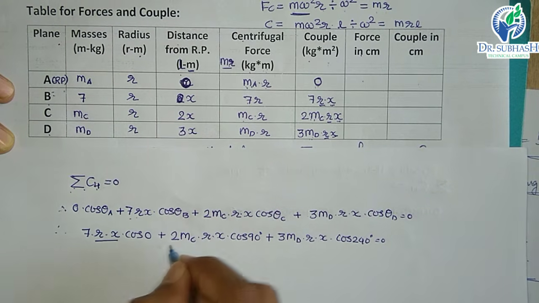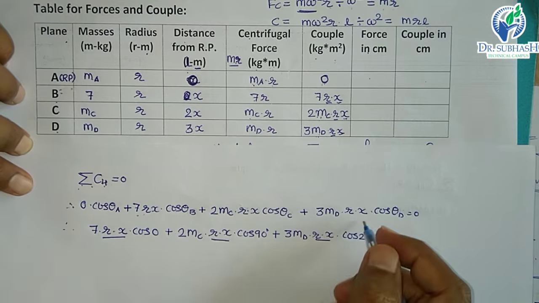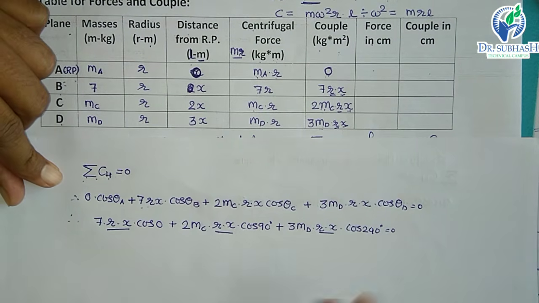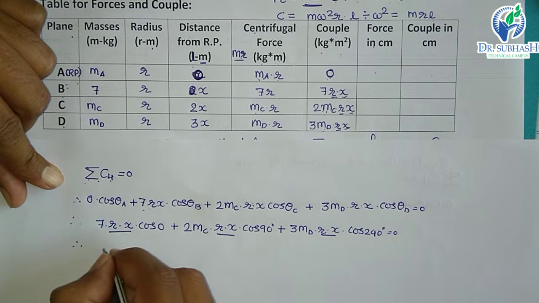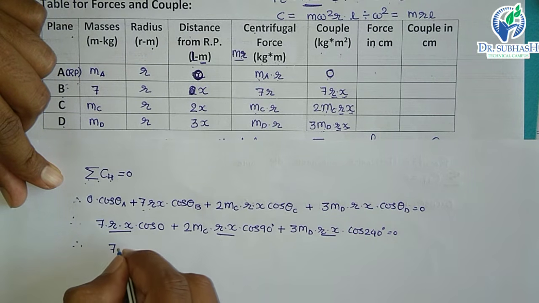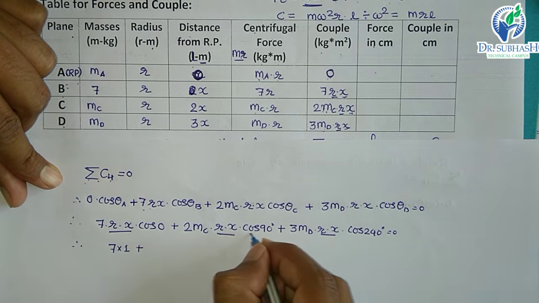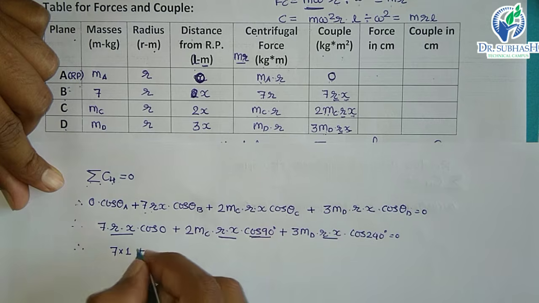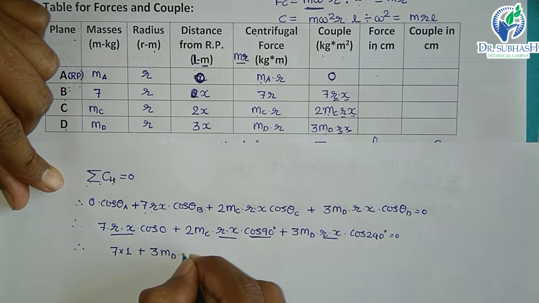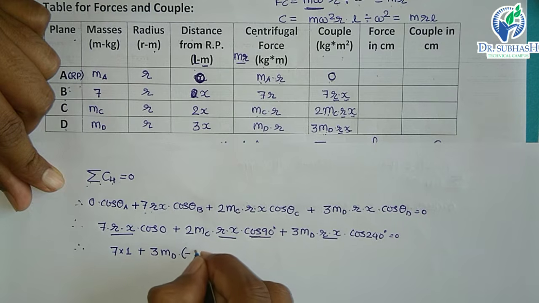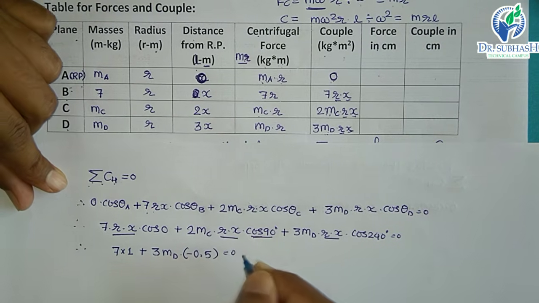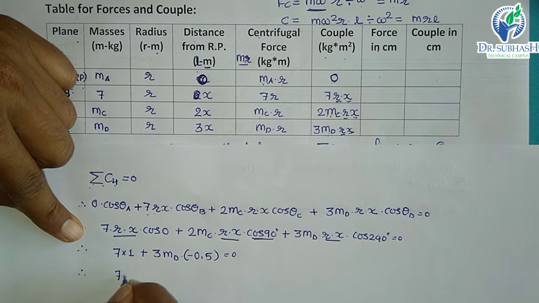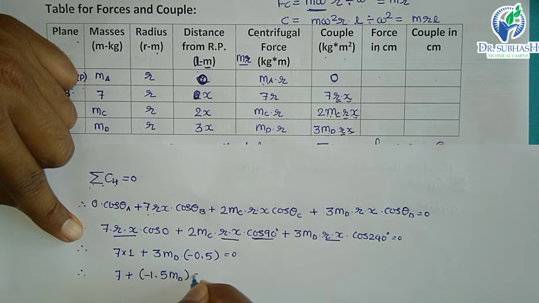Now Rx is common, so we take Rx common and divide by it, and rewrite the equation. 7 into cos 0: the value of cos 0 is 1, plus the cos 90 term, the value of cos 90 is 0, so we neglect this term, plus 3 MD into cos 240. The value of cos 240 is minus 0.5. So we get 7 minus 1.5 MD is equal to 0.